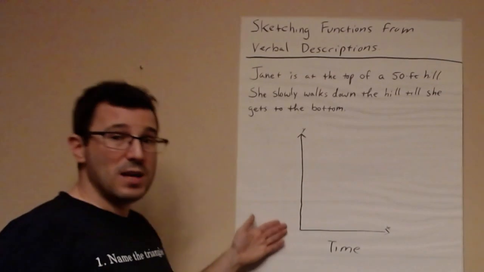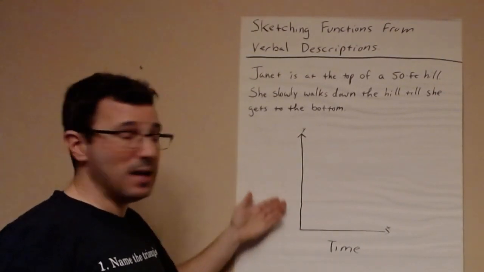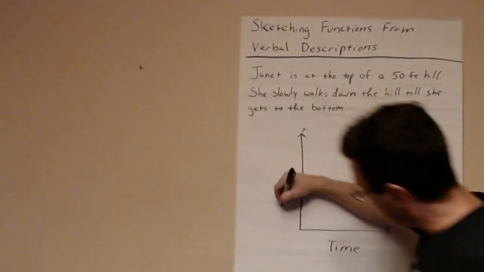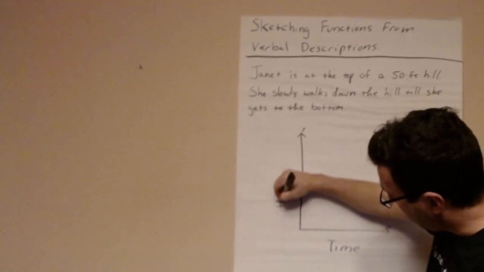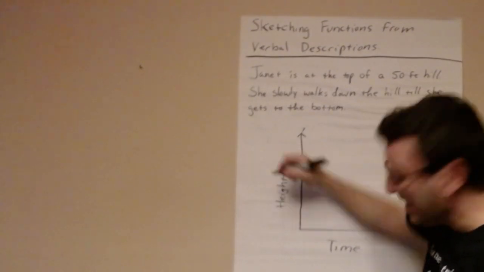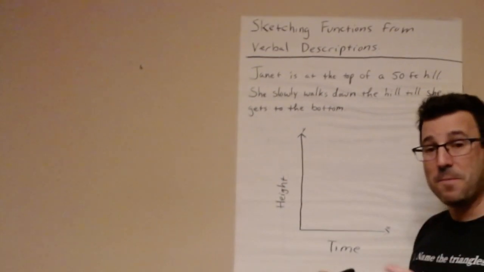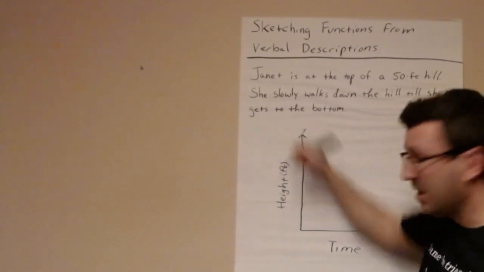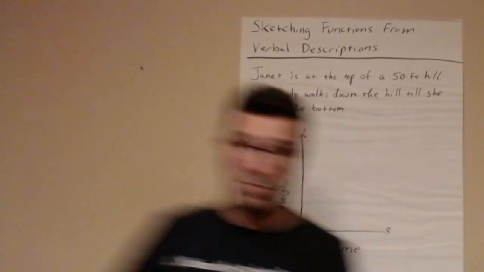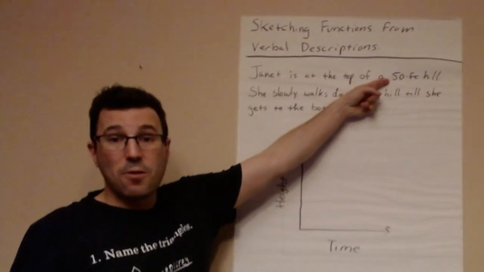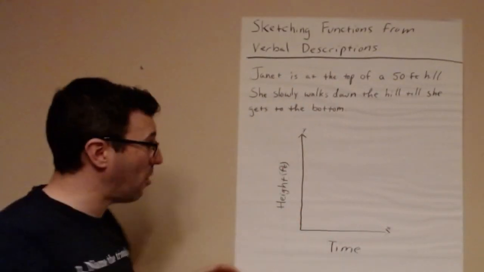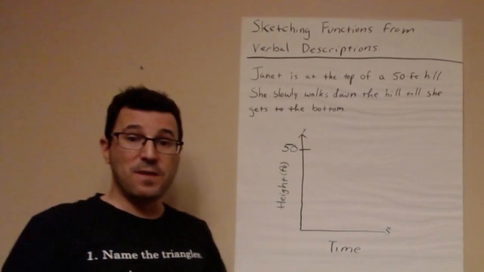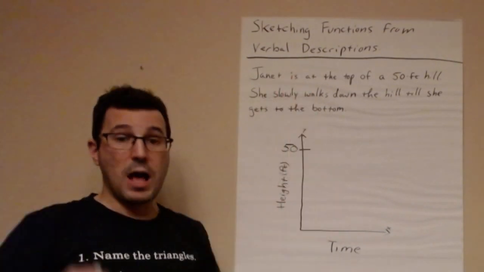What I do know is the height of the hill. So I could write height over here. I'm going to have to write it this way because I can't write otherwise. Height. And I know two things about height. I know that we're measuring it in feet, and I know the height of the hill, so I know where she's starting: at 50 feet high.